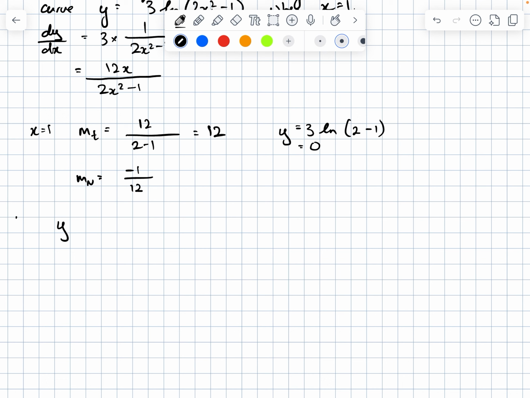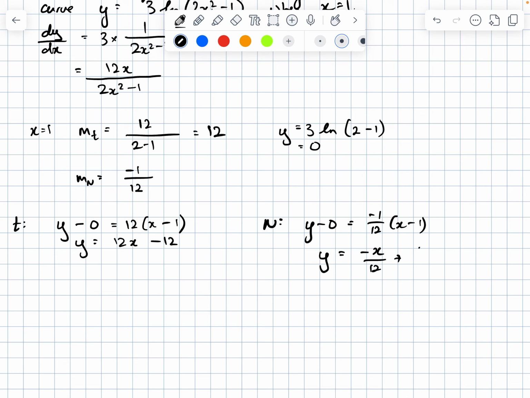For the tangent, y minus y1, so y minus 0 equals m. The gradient of the tangent was 12, x minus 1. So y equals 12x minus 12. For our normal, the only thing that changes is the gradient. So we've still got y minus 0, but now it's negative 1 over 12, x minus 1. So your equation is y equals negative x over 12 plus 1 over 12.